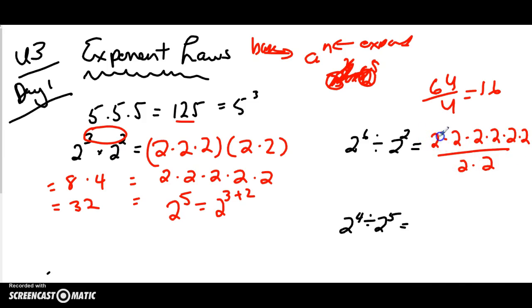Or you can start canceling. 2 over 2 is 1. 2 over 2 is 1. And I'm left with 2 to the 4. So I have 2 times 2 times 2 times 2, which is 2 to the 4, which is itself 16. So it all works out. Okay, and how do you get this 4 from the 6 and the 2? You can probably guess it's subtracting. Take your powers and subtract. There's 6, there's 2. 6 subtract 2 is 4.